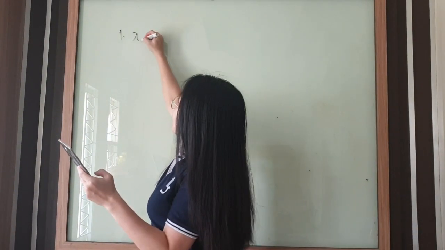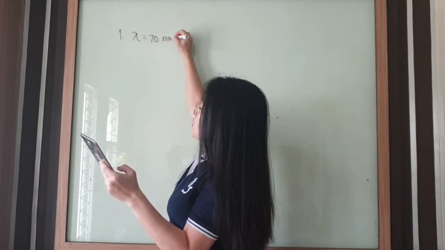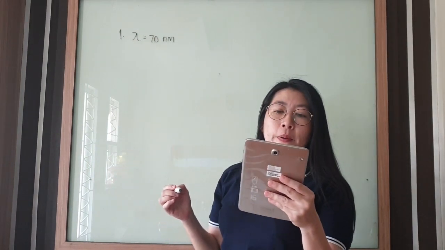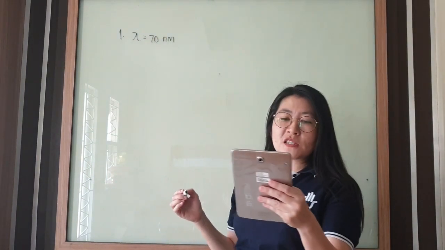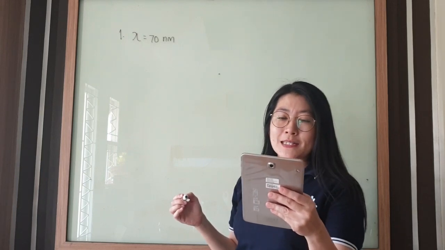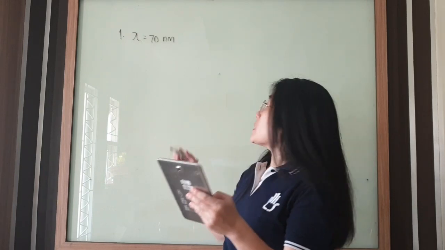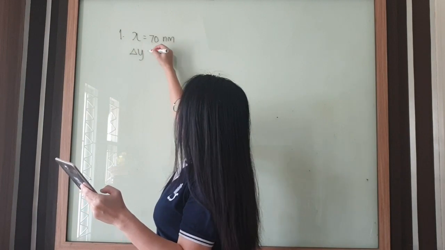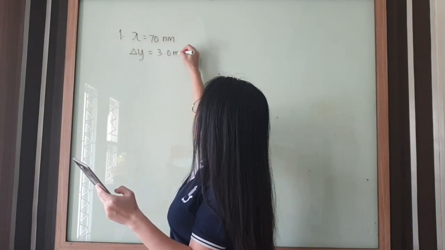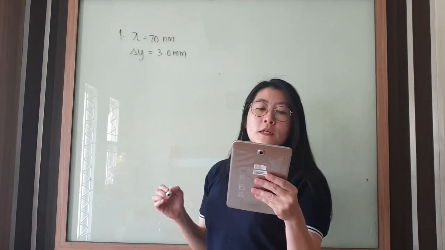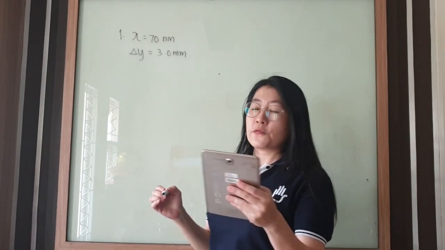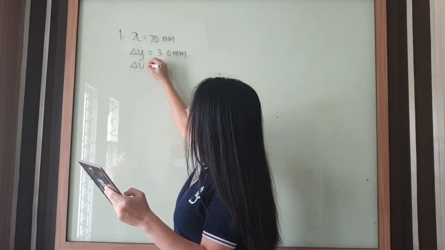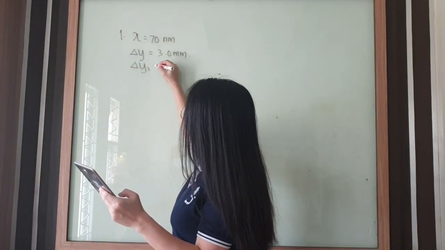Number one, light of wavelength 70 nanometers is incident on a pair of slits forming fringes 3 millimeters apart on a screen. That 3 millimeters will be delta y, 3 millimeters. What is the fringe spacing? Fringe spacing delta y. So we will find delta y2.